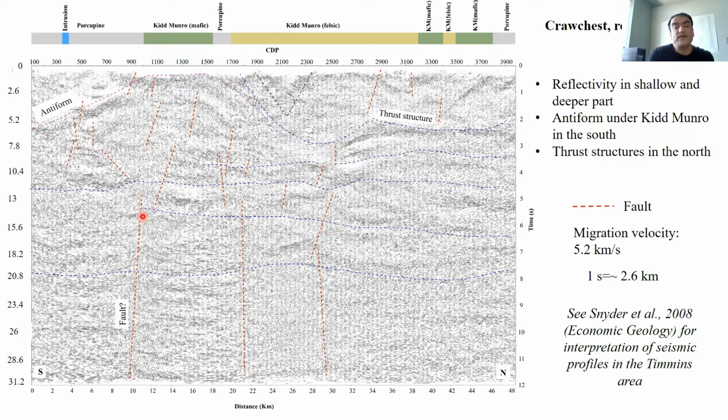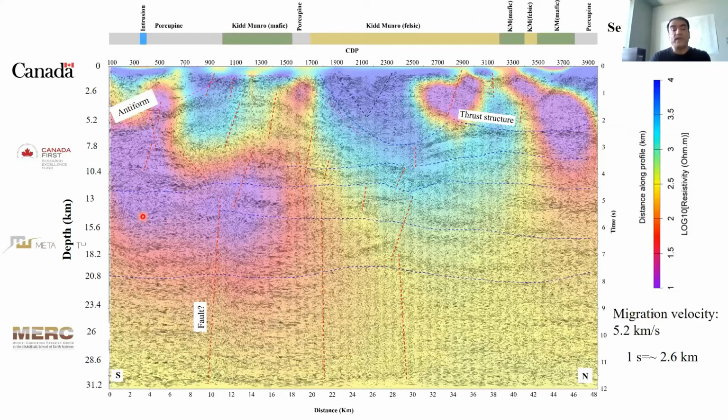I also integrated with the MT data recently acquired in this area, and we can see conductivity under the antiform, and especially some fingers coming to the surface on the flank of the antiform. And again, this conductivity is around these dipping reflections in the thrust fault, and also this fault zone.